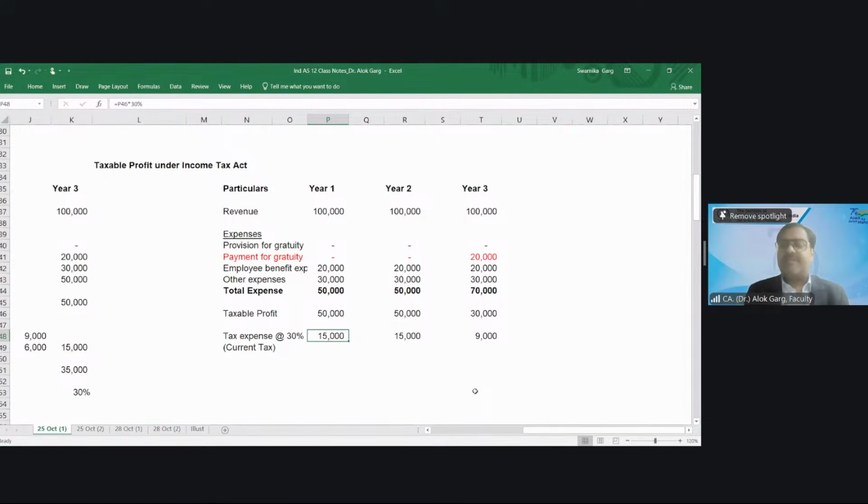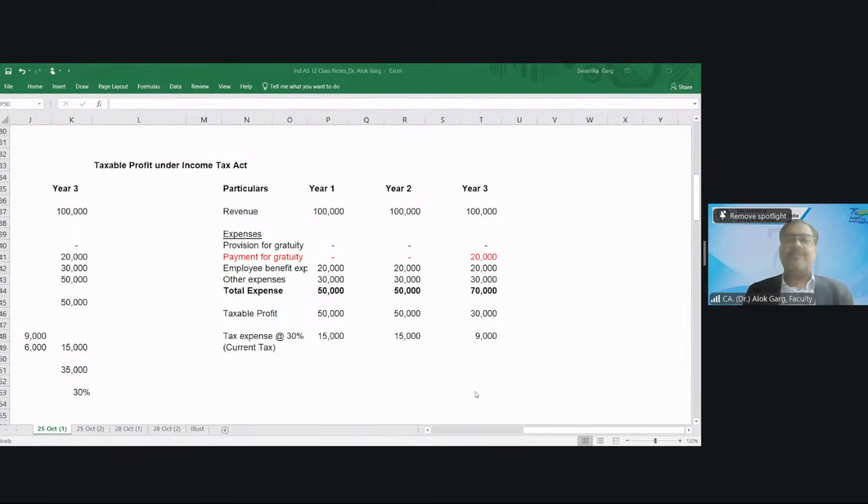So in this case, this 10,000 rupees payment provision for gratuity has created a temporary difference, which is going to be reversed in year 3 when the company will pay the gratuity. So 10,000 multiplied by 30%, 3,000 rupees will be your deferred tax asset. What is the accounting entry?